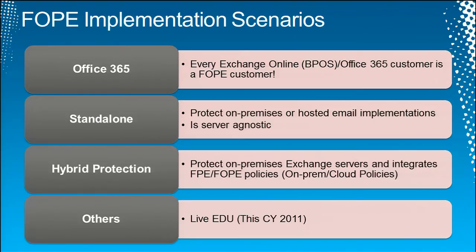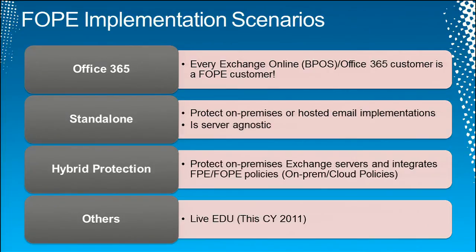You can do different things depending on what you're syncing into the cloud or not for the standalone offering. But it doesn't really have to be Exchange that you use for your on-premise deployment. It could be Lotus Notes, and you can still use FOPI as your perimeter service. Hybrid protection, so that's where if we link Exchange Online or Office 365 with your on-prem deployment, FOPI could be used as the infrastructure that sits between the two environments, and then it's also the front end for other deployments such as the Live EDU.